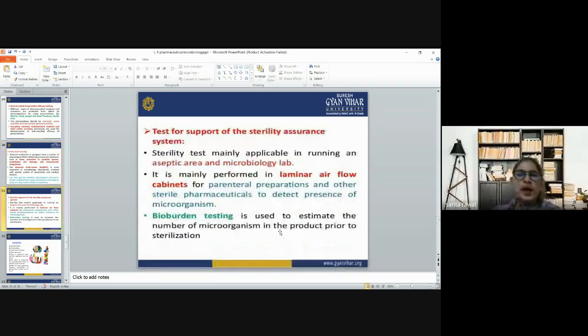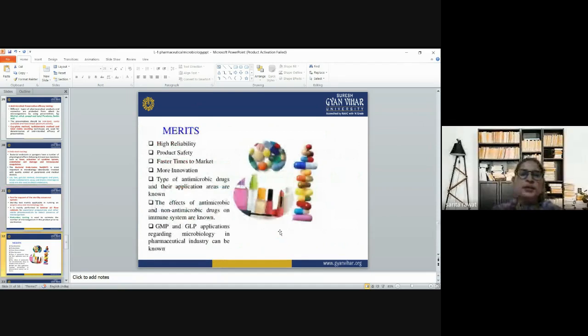Now, it is also used in tests to support the sterility assurance system. The sterility test is mainly applicable in running an aseptic area and microbiology lab. It is mainly performed in laminar airflow cabinets on parenteral preparations and other sterilized pharmaceuticals to detect the presence of microorganisms, and bioburden testing is used to estimate the number of microorganisms in the product prior to sterilization.